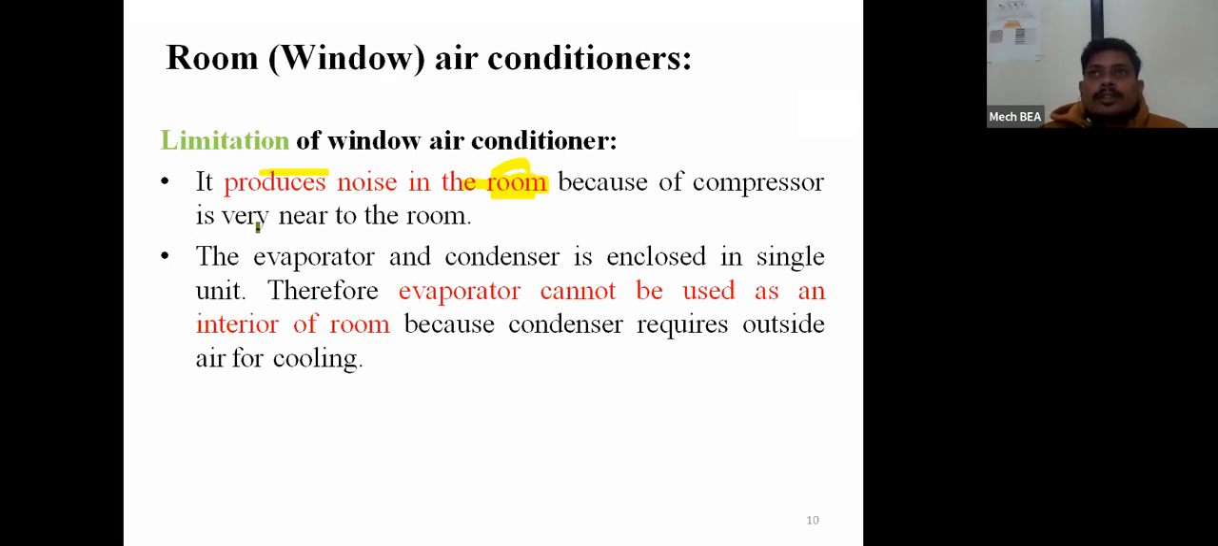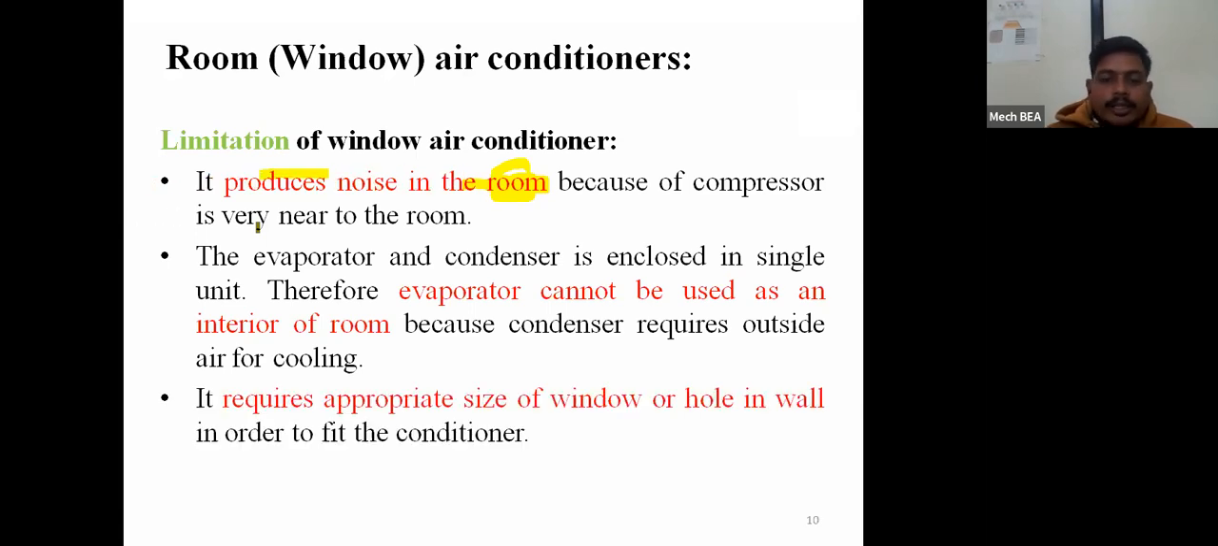You might have seen that we are doing the interior in Bangalore or in the office. If you want to install a window air conditioner, then whatever interior part is there, we cannot accommodate the evaporator of the window air conditioner inside the interior. So from an aesthetic point of view, it is not suitable to install the window air conditioner. Okay, so that is the second limitation.